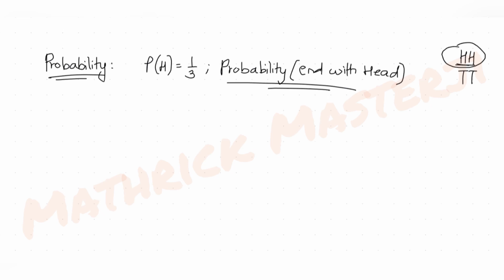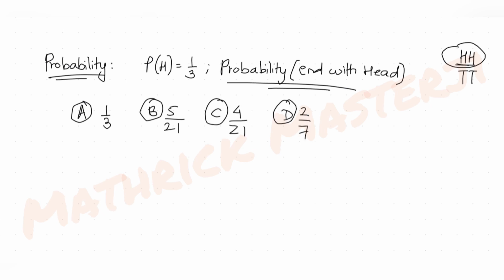If I talk about the answer choices that we have been given here, the options are one third, 5 over 21, 4 over 21, 2 over 7. So these are the four answer choices that we have been given here. We need to find the correct answer choice for this question. Let's see how to solve this question further.